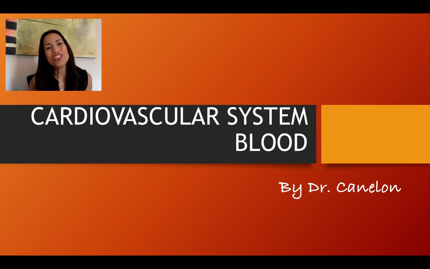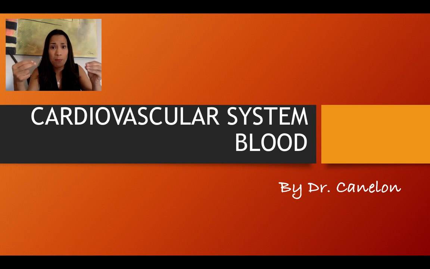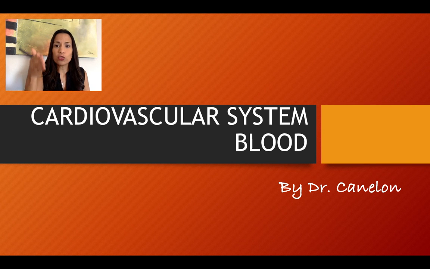Hey class, today we start describing the cardiovascular system, which consists of three things. We have the heart, the blood vessels, and the blood. So the heart is the pump that squeezes the blood, the fluid part, into a series of pipes or tubes, which are your blood vessels: arteries, veins, capillaries. Today, we're going to start describing the blood as a tissue.